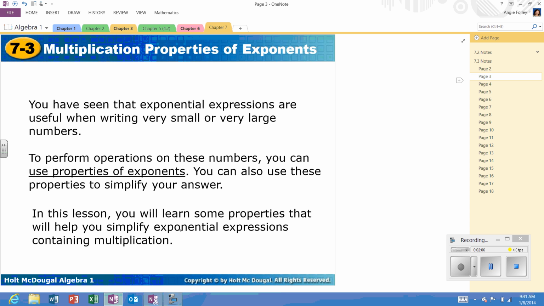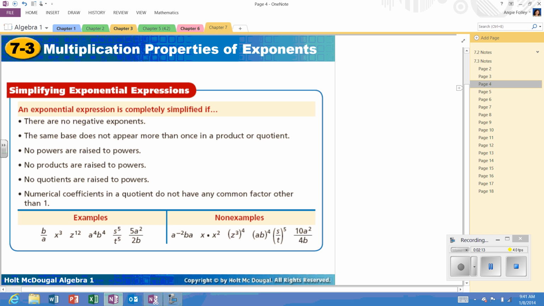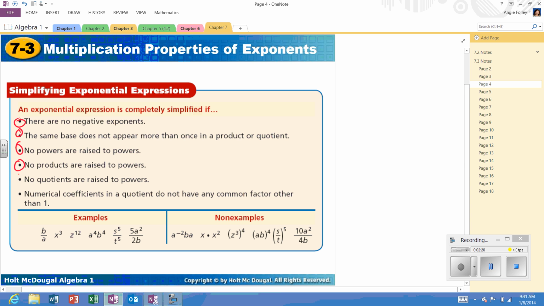In the lesson, we're going to learn some properties that are helpful for you to simplify these exponential expressions containing multiplication. So an exponential expression is completely simplified as long as it satisfies all of the following bullets. And there's a lot here, so you have to always check. There are no negative exponents. The same base does not appear more than once. And remember, your base is, like, if we had it like this, this is our base.